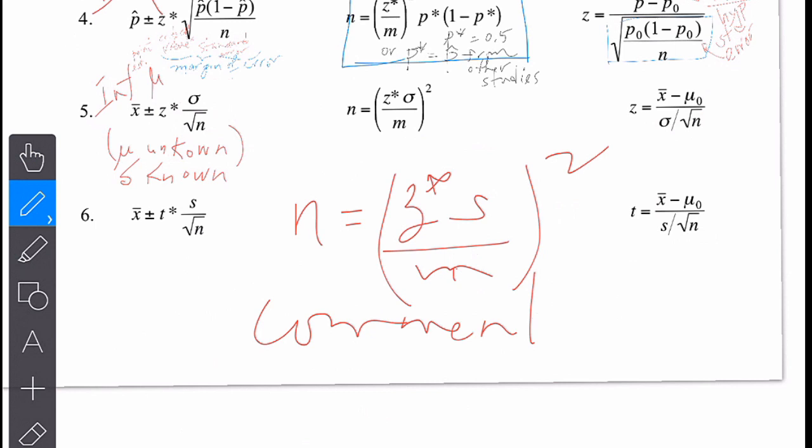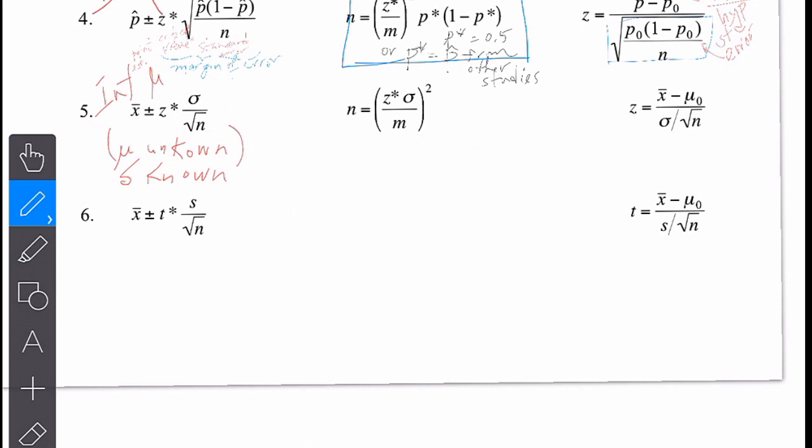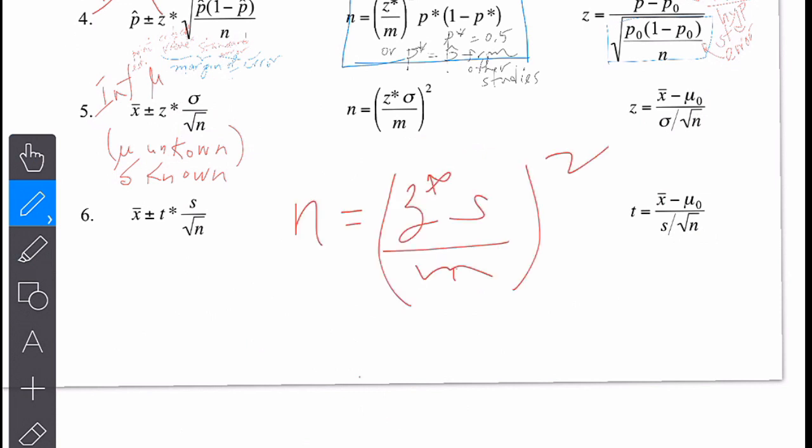Well, the reason is because you have not completely isolated for n. N is not completely on the left. Look here. Sorry, this is not z star. I'm going to substitute. First of all, let me fix that. Why can't we put t here? That's what I was trying to say. You haven't completely isolated for n.